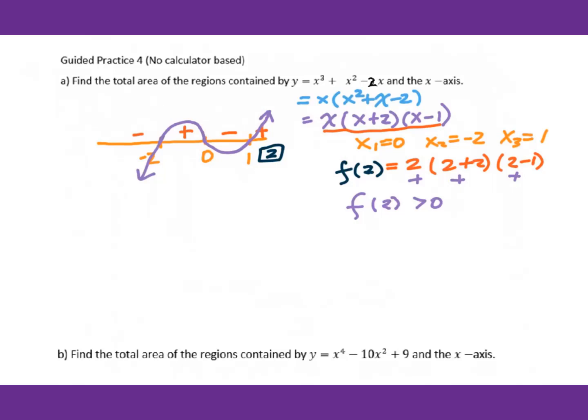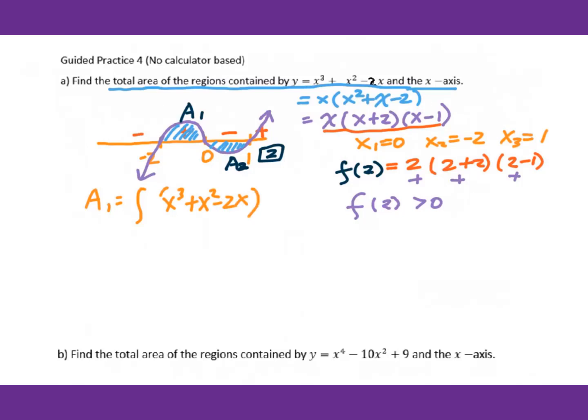Since we are looking for the total area of the region contained by this function and the x-axis, we're looking for this area and this area. Let's label this A1, here's A2. For the A1 part, you will get the definite integral of x cubed plus x squared minus 2x from negative 2 to 0.